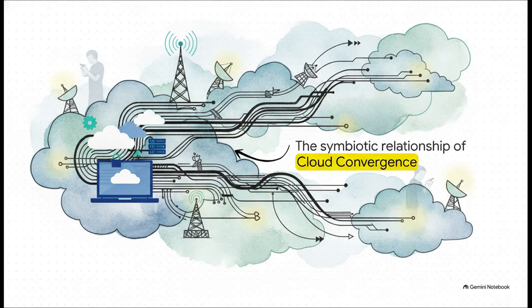And naturally, this led to a complete convergence of telecommunications and cloud computing. The lines are totally blurring now. Every cloud service relies on the telecom network, while telecom services themselves are increasingly hosted directly in the cloud. It's a completely symbiotic relationship.